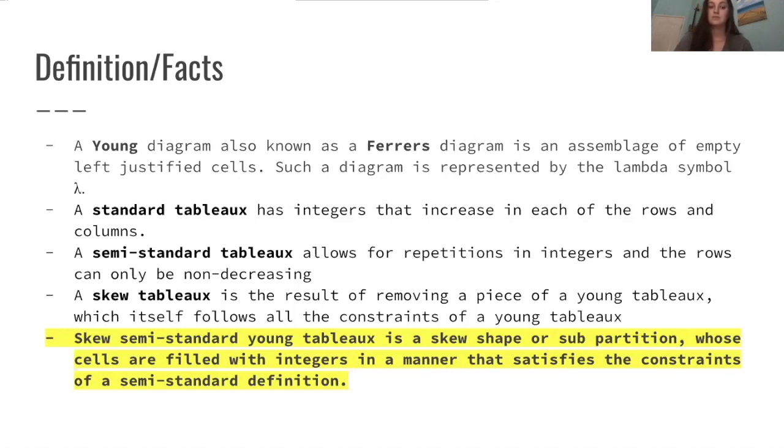A skew tableau is the result of removing a piece of a Young tableau, which itself follows all of the constraints of a Young tableau. A skew semi-standard Young tableau is in a skew shape or subpartition, where the cells are filled with integers in a manner that satisfies the constraints of the semi-standard definition.